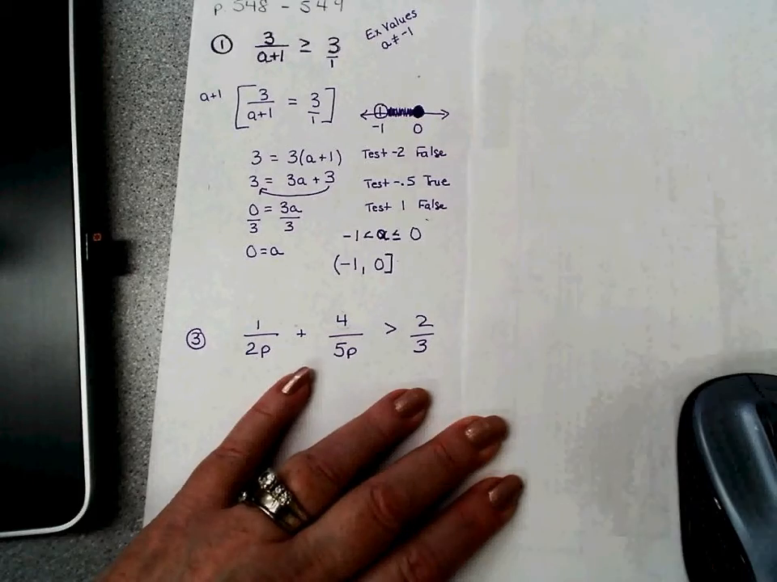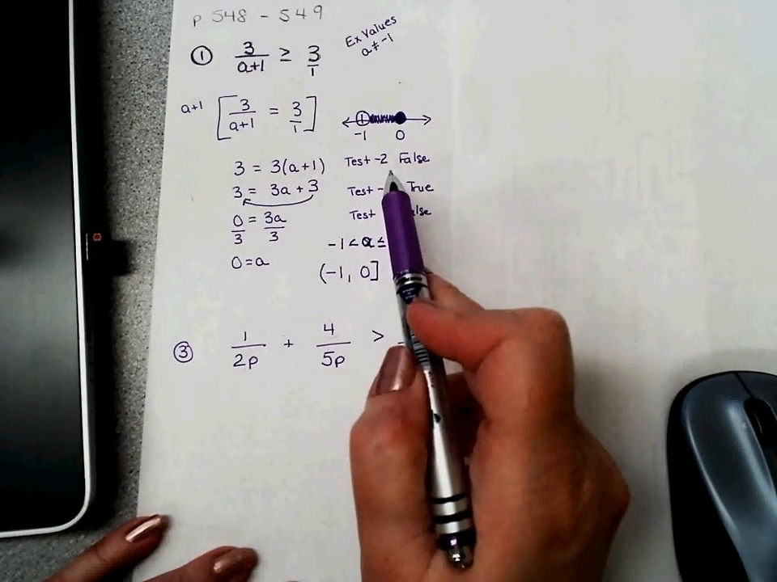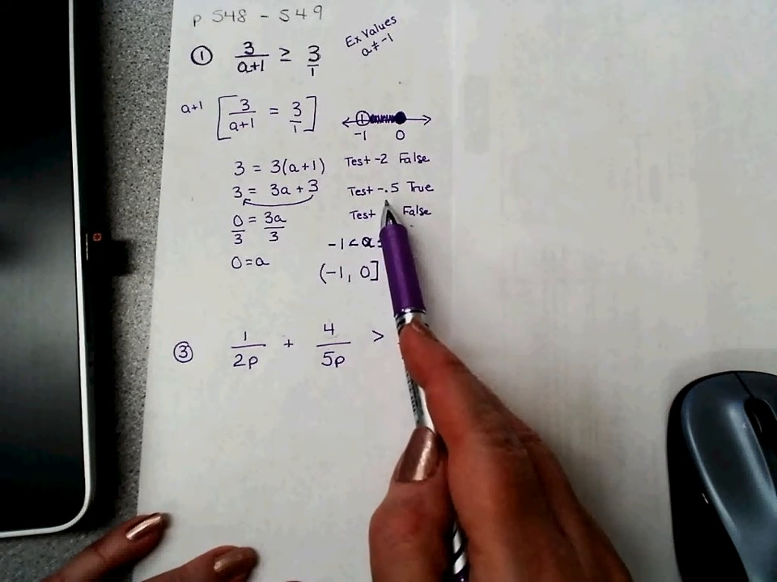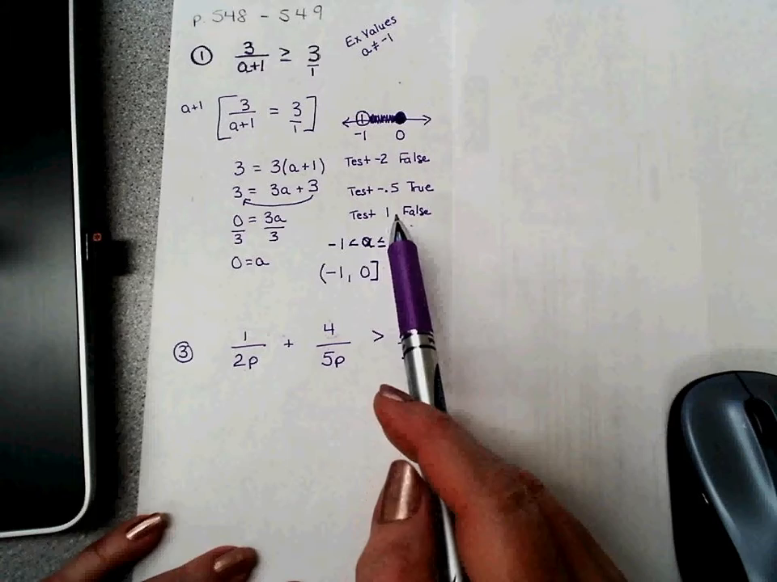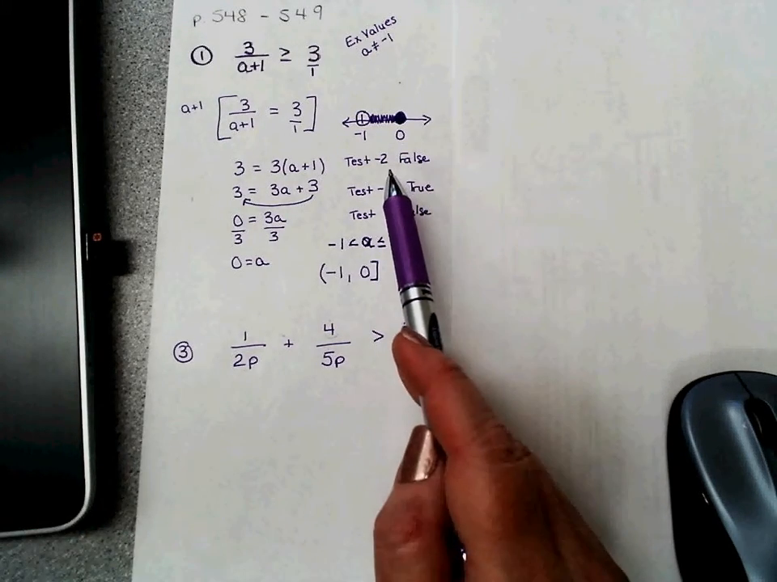Alright, so I pick points to test. So my first point to test is something to the left of -1, so I tested -2. Then I tested something in between, -0.5. Then I tested something to the right, which is 1. I tested in my head. You can use your calculator, but these are super easy.